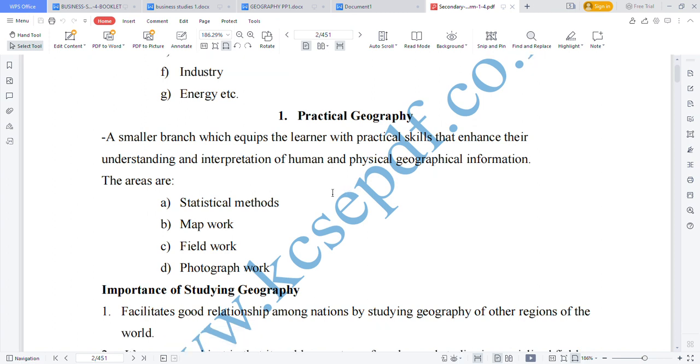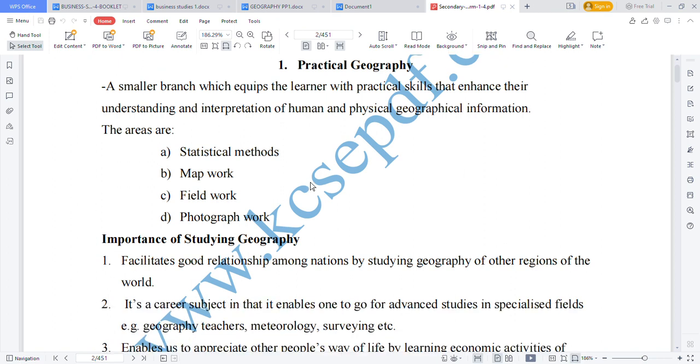Then the last one is practical geography. Number 3, practical geography. So what is practical geography? It is a smaller branch which equips the learner with the practical skills that enhance their understanding and interpretation of human and physical geographical information. So what are the areas under practical geography?